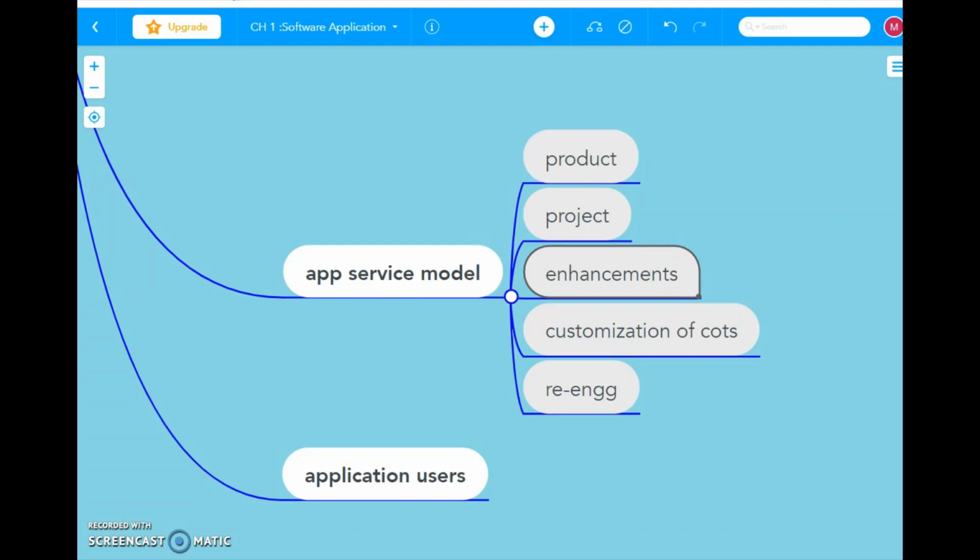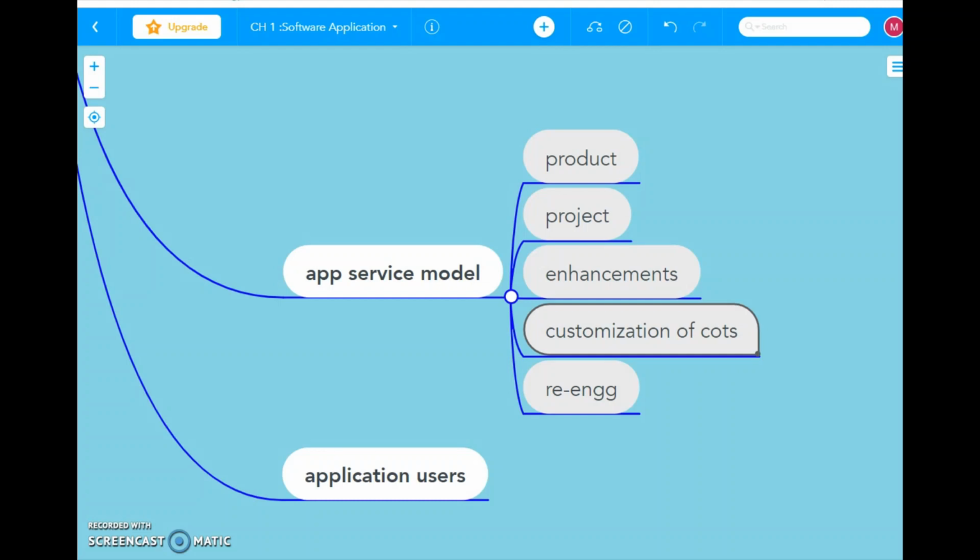Enhancements are nothing but there is an existing project which is completed and you are just going to enhance it by adding a few features to it. Okay, that is called an enhancement. The next one is customization of COTS. Now firstly, what is a COTS? COTS is nothing but a commercial off the shelf product. Okay, now what does that mean?